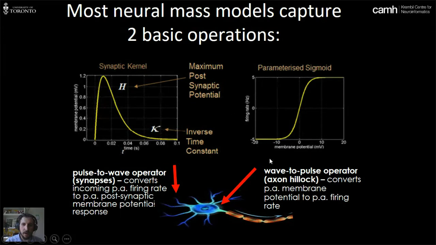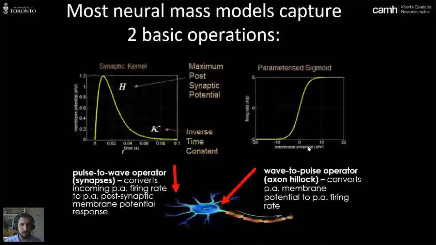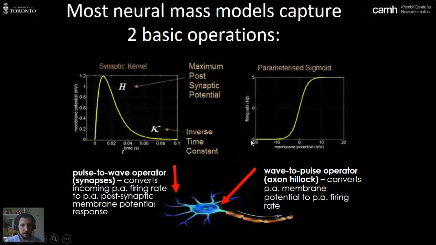On the right-hand side is our wave to pulse operator. This is not a function of time, which is to say it's considered to be instantaneous for the purpose of this type of modeling approach. We assume an instantaneous conversion of a population average membrane potential to a population average firing rate. So the function on the right-hand side is doing that conversion. The x-axis is the population average membrane potential, the y-axis is the firing rate, and we have this sigmoid function here.